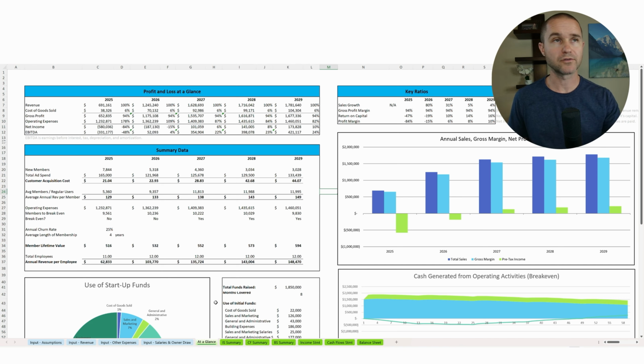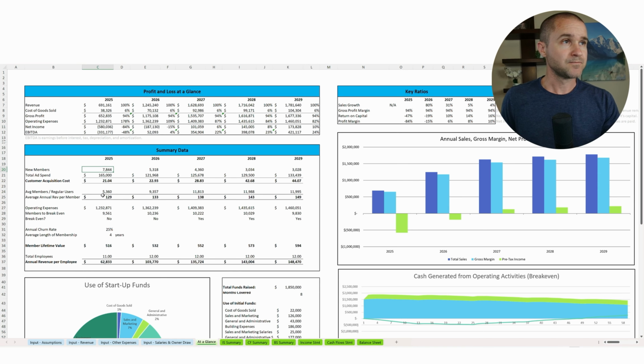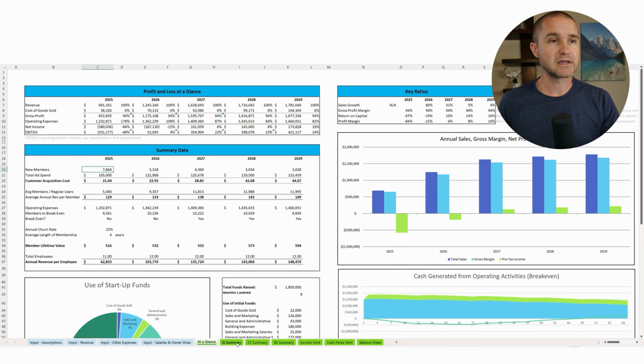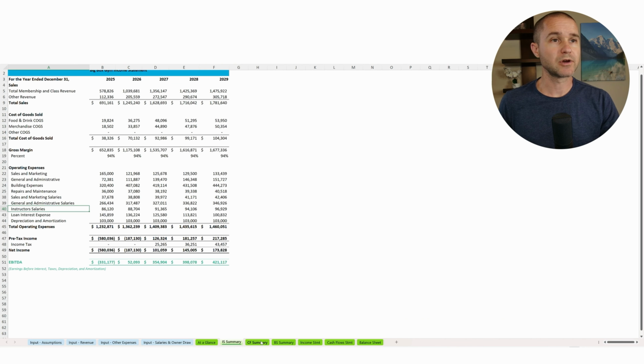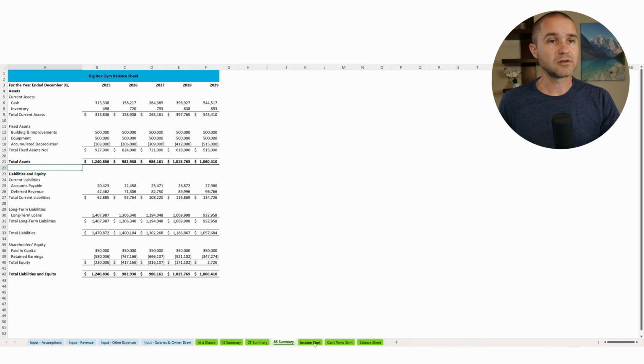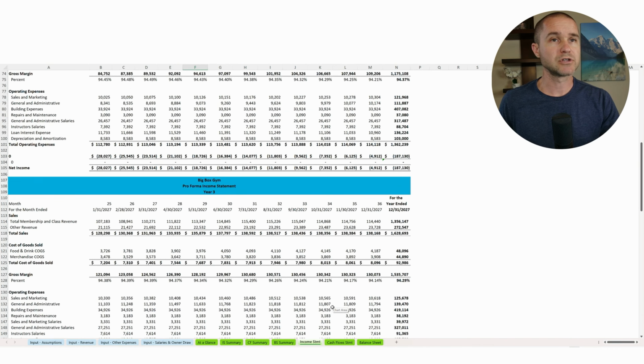So after you have created all of your projections, entered in all of your assumptions, this is where you're going to show up here, and you'll see some key performance indicators here: average number of members, whether you're breaking even that month, the annual churn rate of members. You're also going to see your profit and loss at a glance, some key ratios, some graphs and charts that you can pull into a business plan or a pitch deck. You're also going to get a 5-year income statement summary, a 5-year cash flow summary, 5-year balance sheet, and then your income statement and cash flow and balance sheet all broken down by month for each of the 5 years.